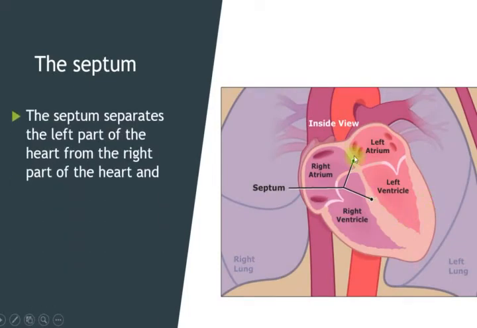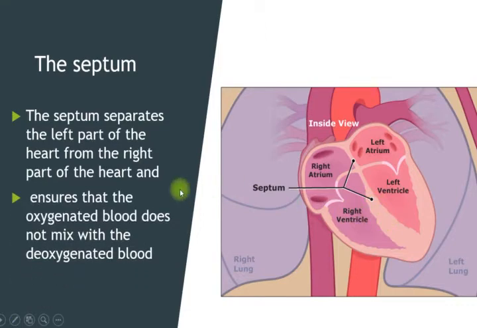So this is referred to the septum just now. What is the function of the septum? The septum separates the left part of the heart from the right part of the heart, and it also ensures that the oxygenated blood does not mix with the deoxygenated blood.